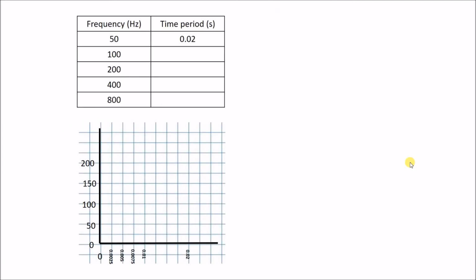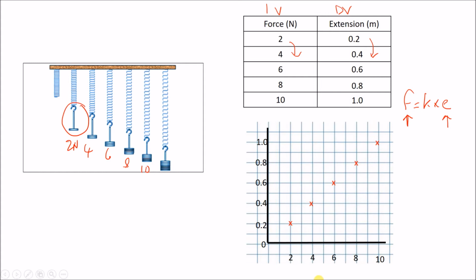Now, if you remember, when we're drawing a graph, we should always put the dependent variable, the extension, here, and that is in meters. And we should always put our independent variable on the x-axis, which is our force, and that is in newtons. So by increasing the force, we are extending the spring, and this should give us a straight line. This should always start at the origin. You should always start at 0 and 0. So a directly proportional relationship is a straight line that starts at the origin. It starts at 0 and 0.